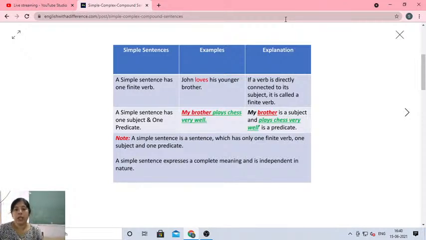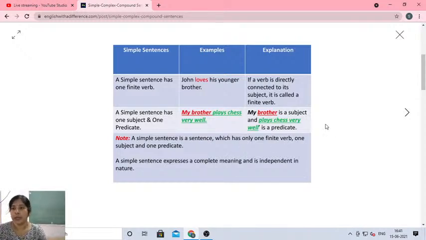Next note: a simple sentence expresses a complete meaning and is independent in nature. A simple sentence is not dependent on any other thing. It is quite independent. It can do its own work.